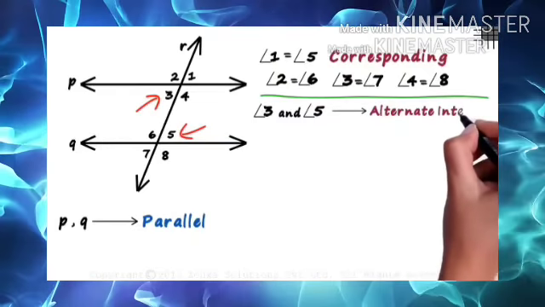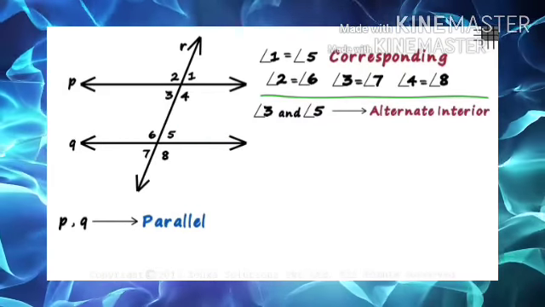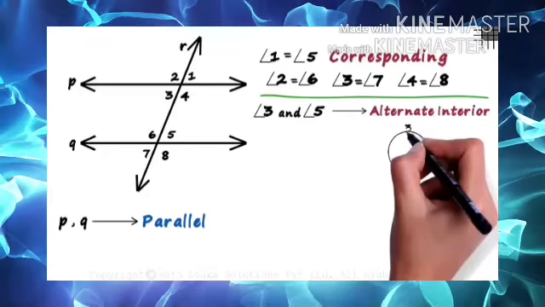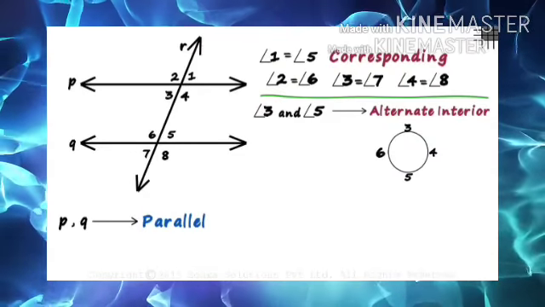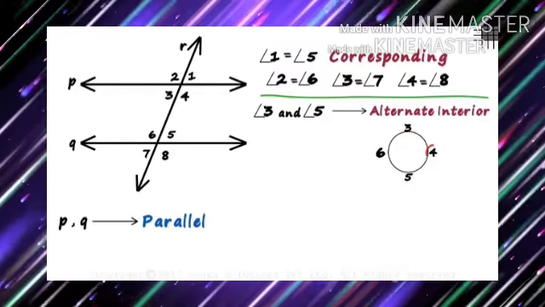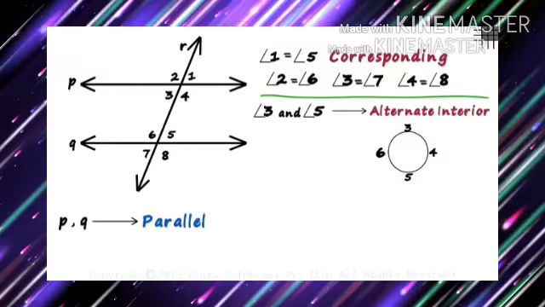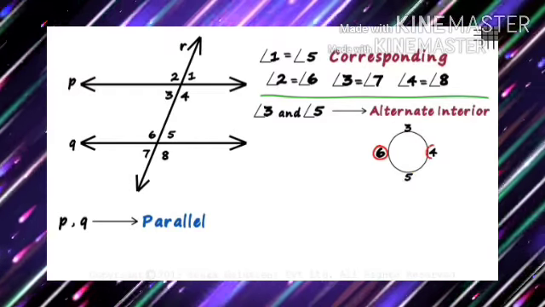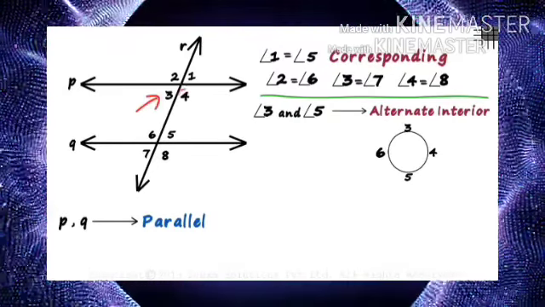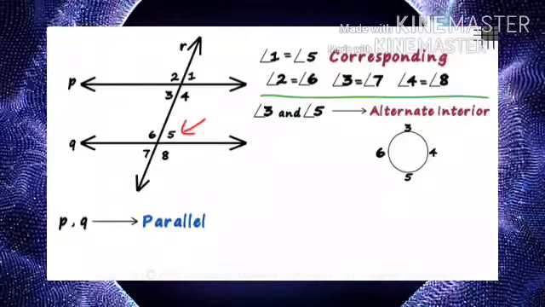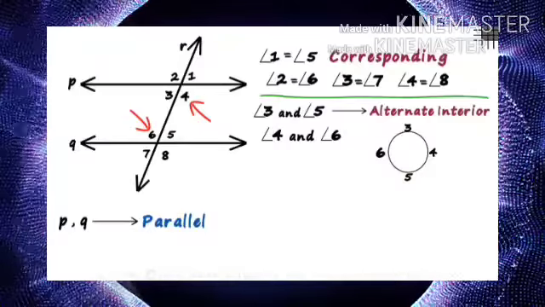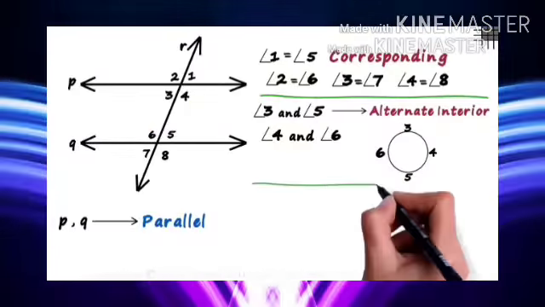Here angle 3 is equal to angle 5 and angle 4 is equal to angle 6. But how? They are alternate. Think of a circular table and 3, 4, 5, 6 are sitting along it. Now 3 and 5 are alternate because we skip 4. Similarly, 4 and 6 are alternate as we skip 3. So 3 and 5 and 4 and 6 form the pair of alternate angles and they are equal.